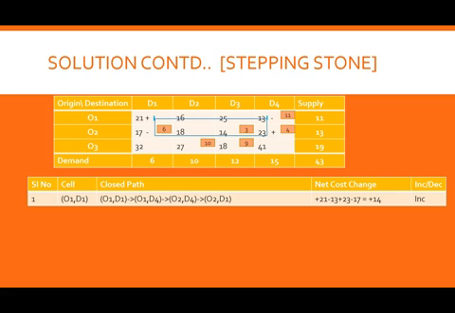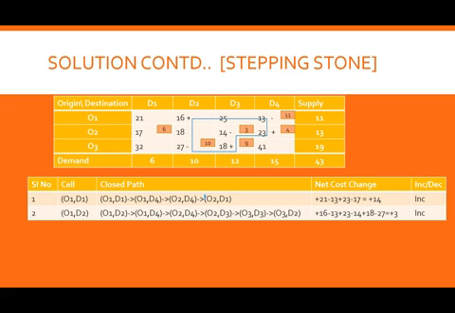O1D1 to O1D4, then to O2D4, then to O2D1, back to the original position. Alternating signs, plus, minus, plus, minus. The closed loop was O1D1, O1D4, O2D4, O2D1. So the net cost change will be plus 21, minus 13, plus 23, minus 17, which will evaluate to plus 14. So go to the next unoccupied cell, O1D2.